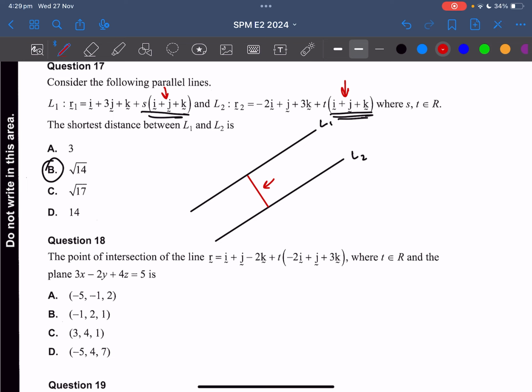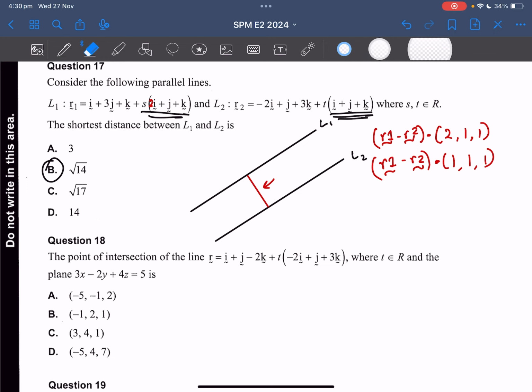Now, say that this vector were to be different, you would have two equations to solve. So say for example, if this was 2i, then our first equation would be the r1 minus r2 vector that we found, and then dot product with 2, 1, 1. And then our second equation would be r1 minus r2 dot product with 1, 1, and 1. And this would give you two equations to solve for the values of s and t.